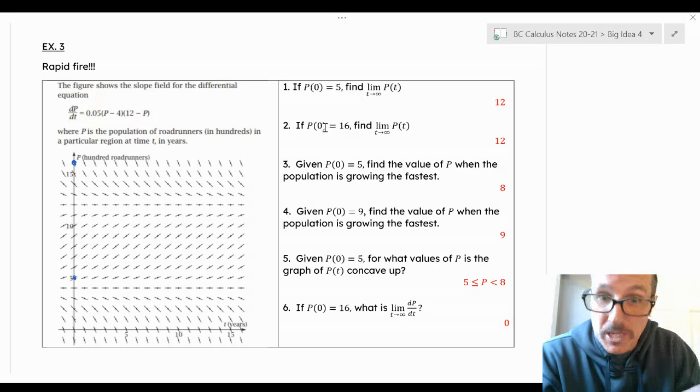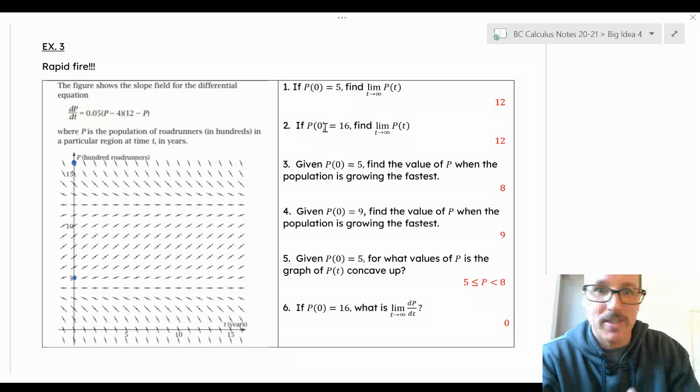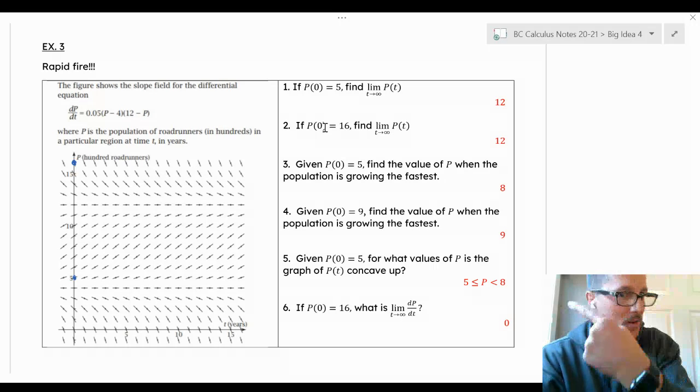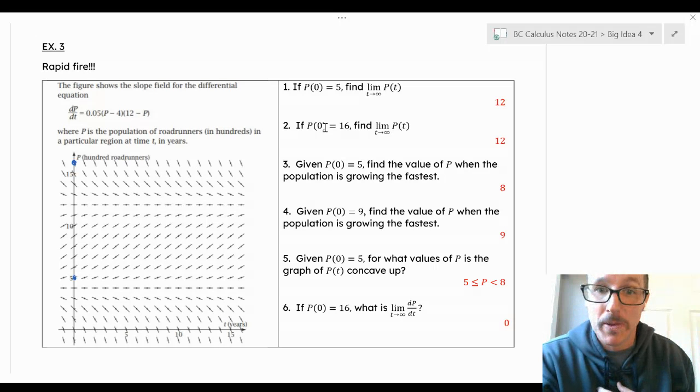Will the curve reach 8? Yes, because I start below 8 and I'm going to be increasing. So what's the value of P when the population is growing the fastest? If P of 0 is 5, it's 8.